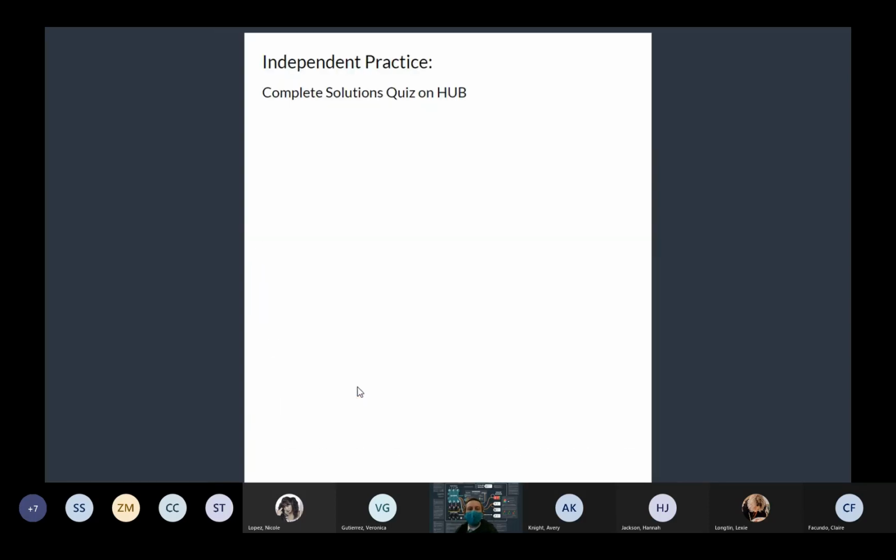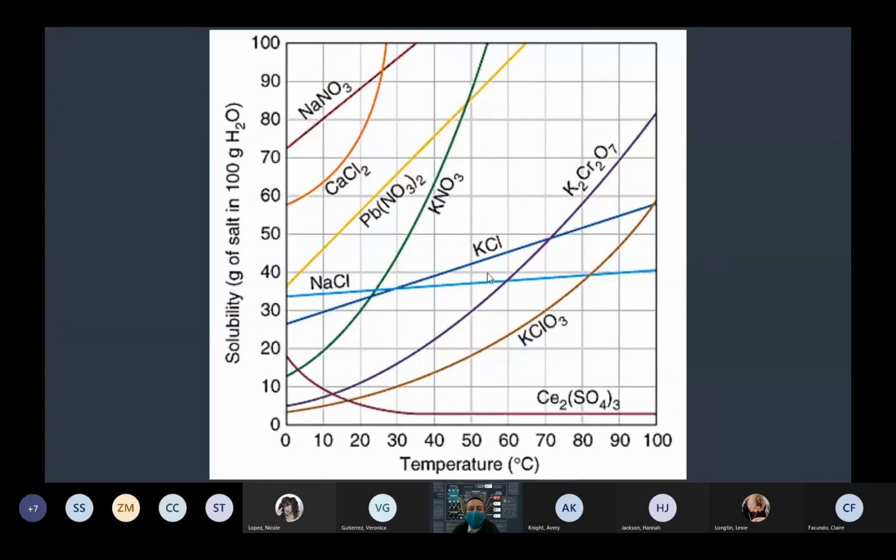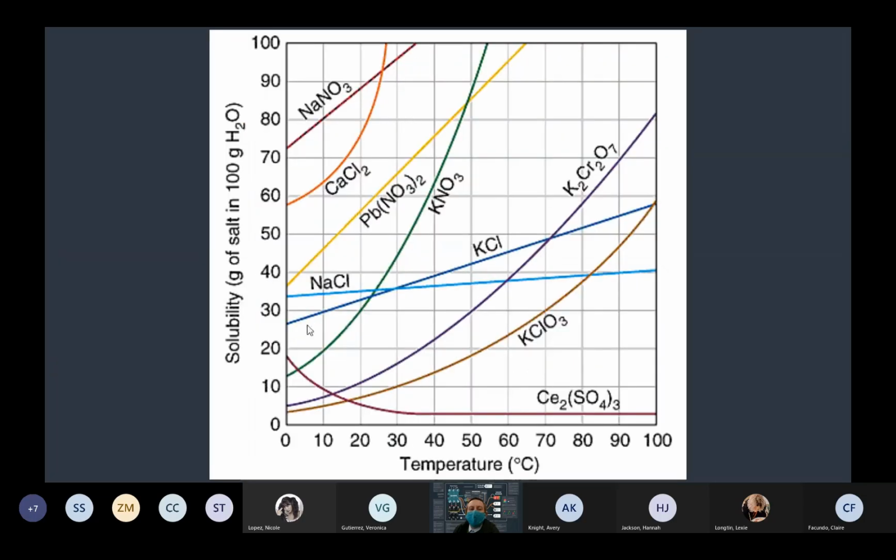Okay, so this is going to be our group practice. It's a bunch of different questions about the graphs on the next slide. Right here, we have the solubility curves for several different substances. They're all labeled correctly. Let's do numbers 1 and 2 together. Which salt is least soluble at 10 degrees Celsius?